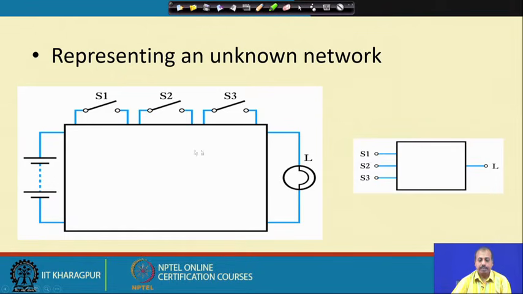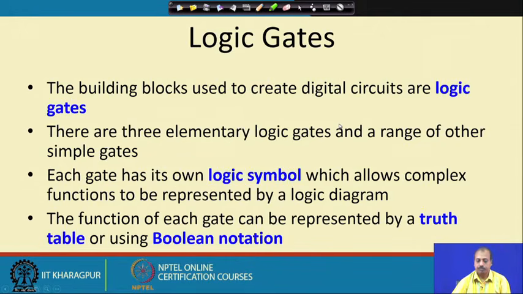So, you can identify the logic function implemented by this box by applying different switch combinations and checking the status of this light. Logic gates are building blocks for creating digital circuits, and there are 3 elementary logic gates and a range of other simple gates. We will see that there are 3 basic gates, and from there many other derived gates.